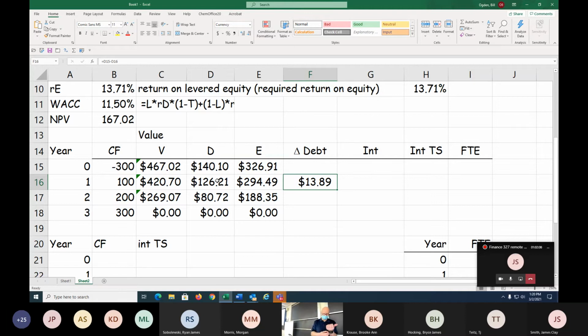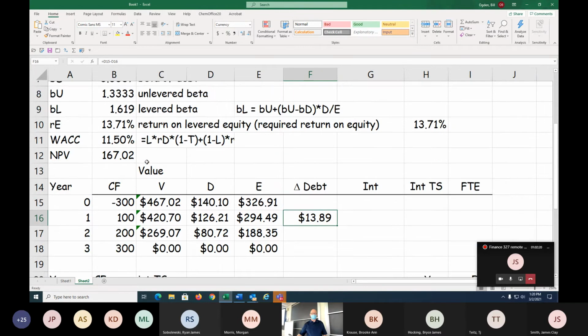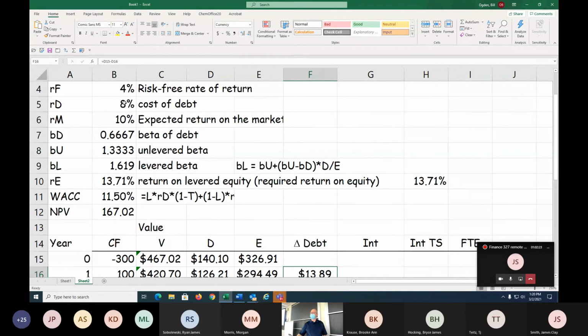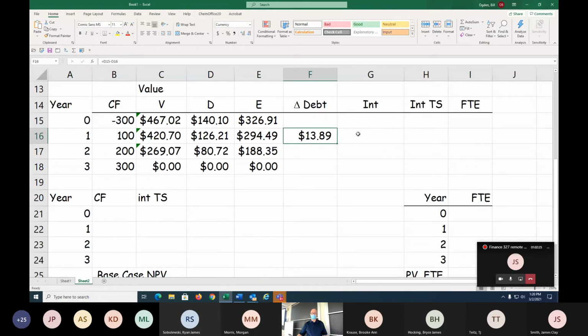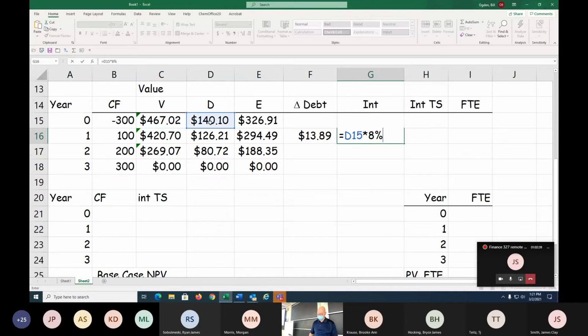The way to do this is to view the debt as a series of 3 different loans. So how much did we borrow immediately? We borrowed 140.1, and that's at 8%, correct? So let's pay interest on it. Interest equals 140.1 times 8%. You didn't do that, did you? Times RD, right?